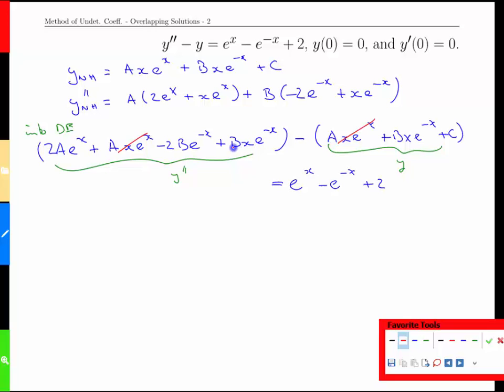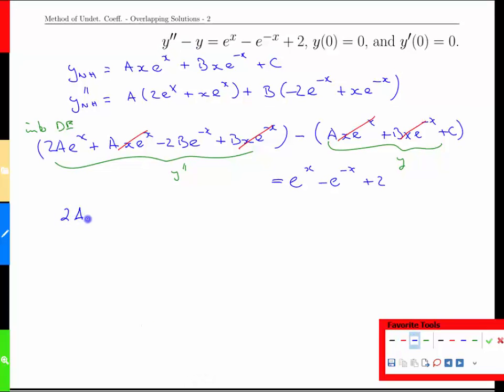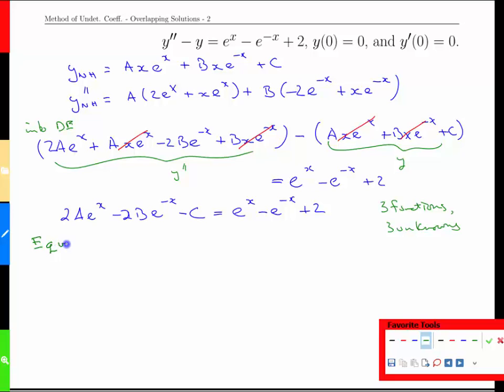Next, x e to the negative x. We have b of them here, and we have minus b of them. Those cancel. And now we are down to 2a e to the x's minus 2b's e to the negative x's minus c equals e to the x minus e to the minus x plus 2. Now we have 3 functions that are being worked with here, and we have 3 unknowns, the a, b, and c. This is actually a fairly simple case here. It's complicated leading up to it, but simple here.